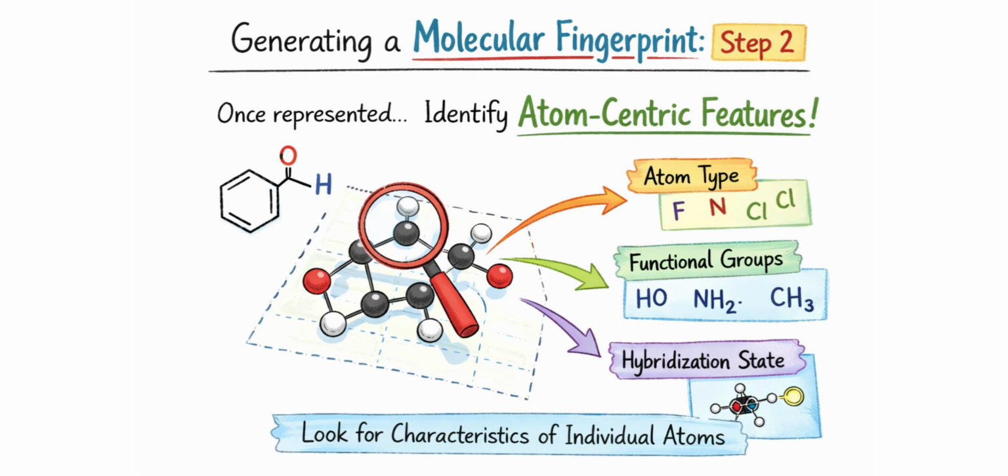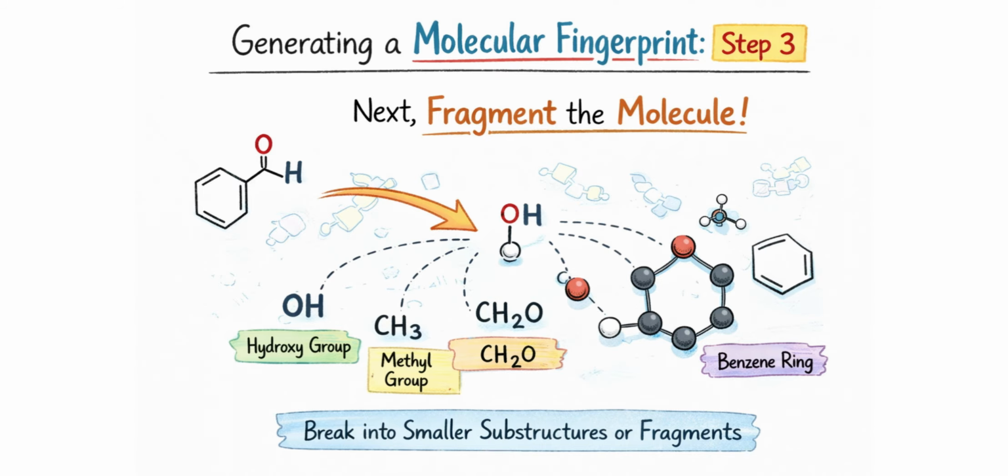The next step is fragmentation. Here we break the molecule into smaller substructures or fragments. These fragments can be as simple as a single atom or more complex, representing chemical substructures like functional groups or rings present in the molecule. For example, in a molecule, we might identify fragments like a hydroxy group, methyl group, or benzene ring. There are many more possible fragments depending on the complexity.